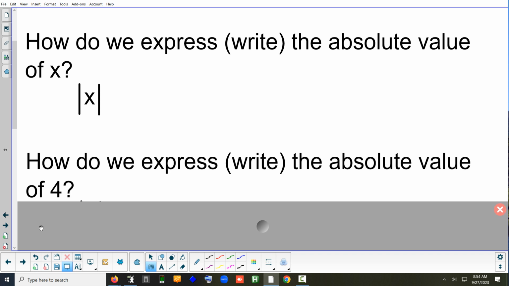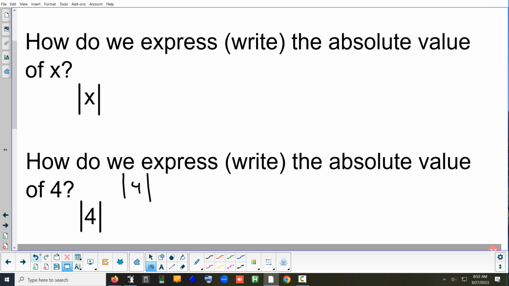So again, just one for us to try together. You don't have to write this down. What if I wanted to write down the absolute value of 4? What would I write down on paper if I wanted someone to do that? Yeah, you put your vertical line, put your 4. Just make sure your lines don't look like 1s, so make sure they're definitely bigger than the number. So that's how you write the absolute value of 4. And what would the absolute value of 4 be? Yep, 4.